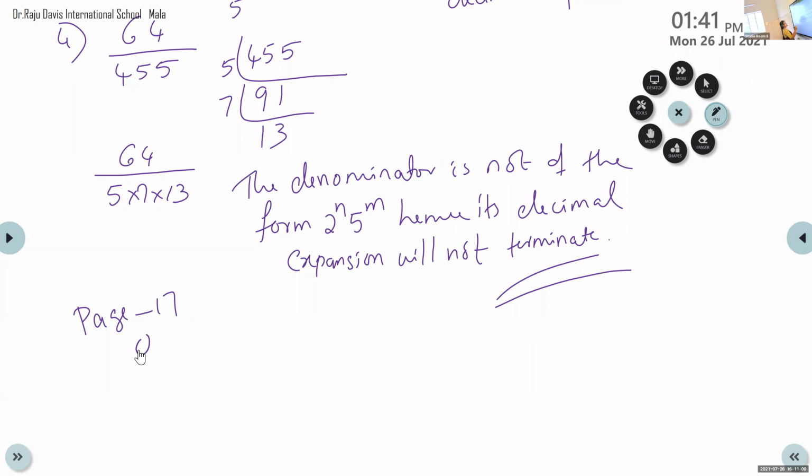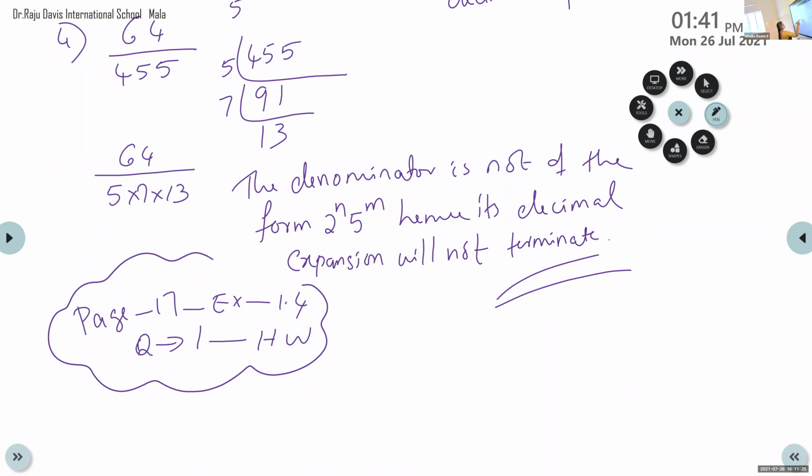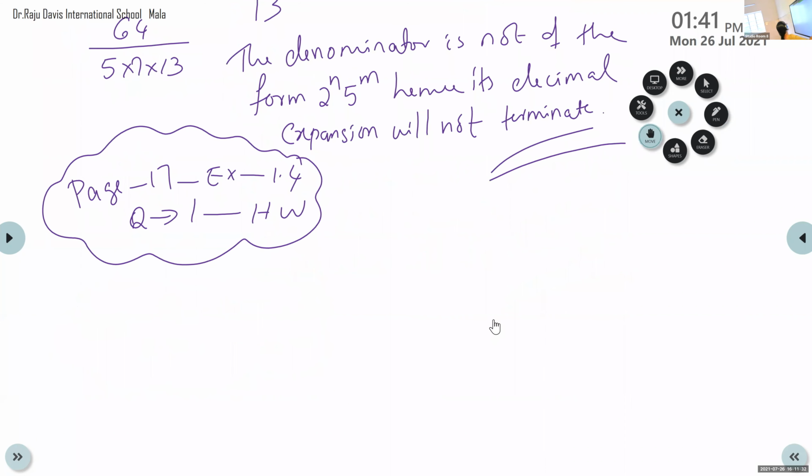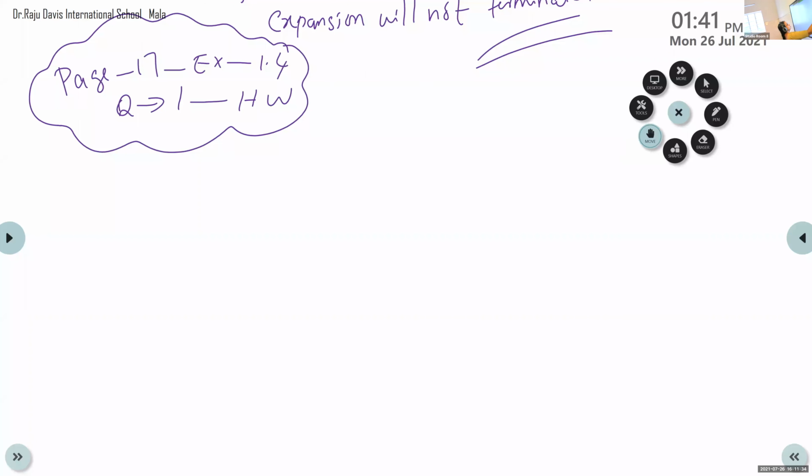Page 17, exercise 1.4, question number 1 is homework.